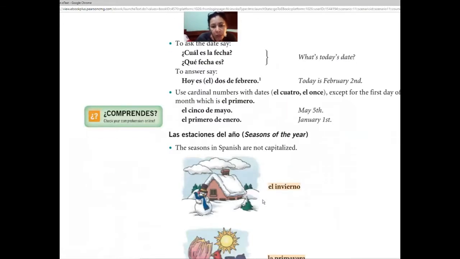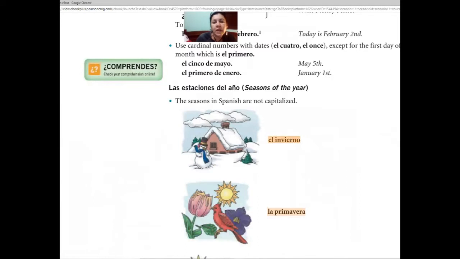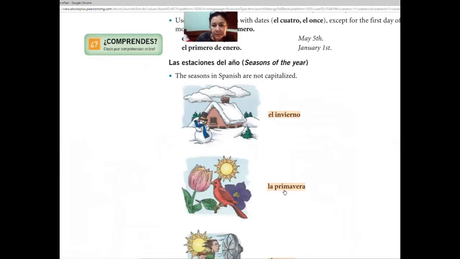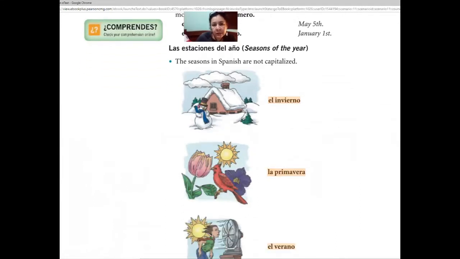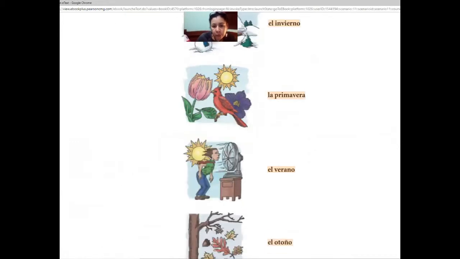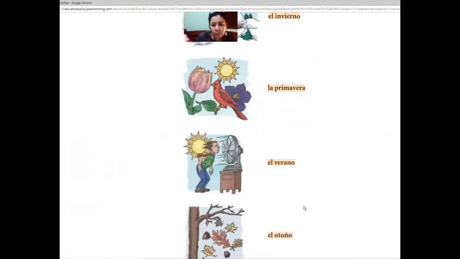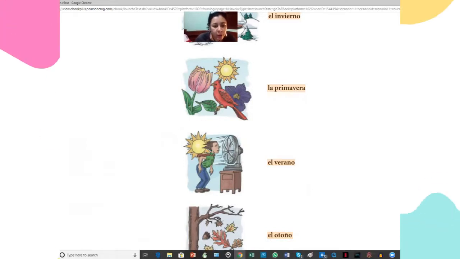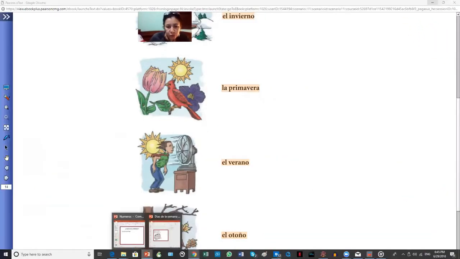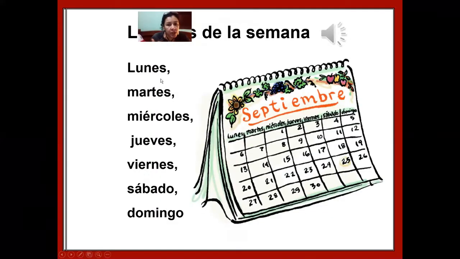On the next page, we get the last piece that we are going to be covering in this session. El invierno, la primavera, 2 more: el verano, el otoño. Okay, but I do have a better way to present these topics to you. We're going to say lunes, martes, miércoles, jueves, but I'm not a singer, so let's follow this lady.